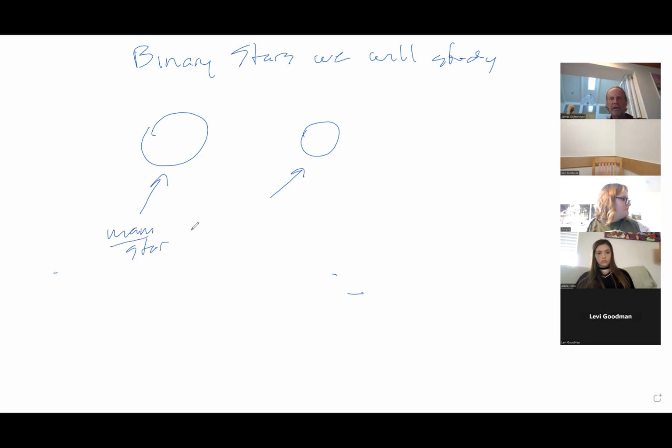So this is our main star. This is our primary star. And this is our secondary star. This is the dimmer one.